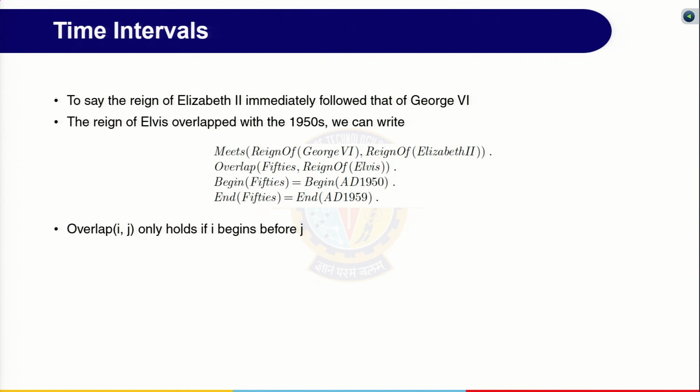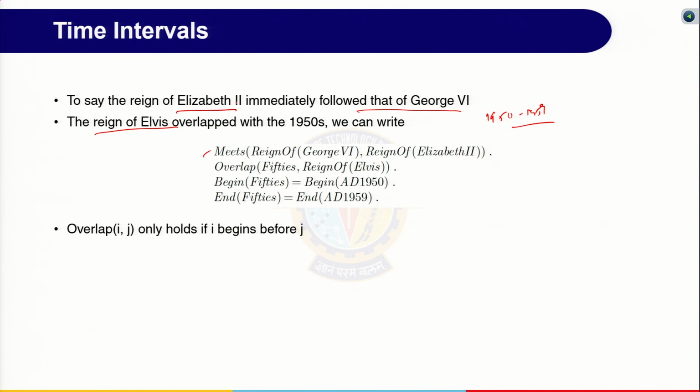So using these time intervals, we can now describe events like the reign of Elizabeth II immediately followed that of George VI. If we want to represent such kind of knowledge, we can now use these time intervals. We also have the information that the reign of Elvis overlapped with the 1950s. The 1950s is usually the period from 1950 to 1959. So Elvis's period was in overlap with the 1950s. Now we can represent that using the predicates we just saw.